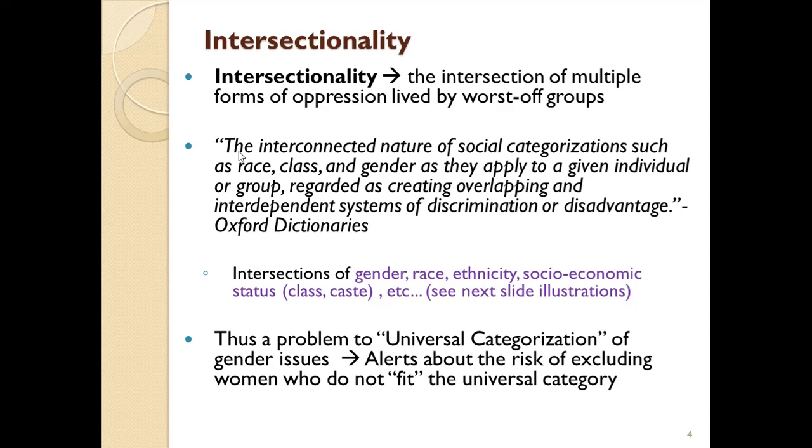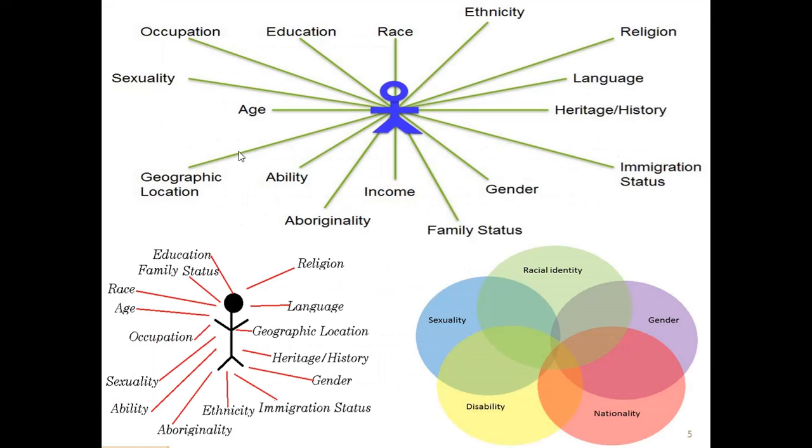So the problem is, when we do universal categorization of, for instance, gender issues, we risk excluding other women who do not fit in the universal category of women, because women also have subcategories, they do not just have a homogeneous kind of categorization. So you can see the examples of how those intersections come in.